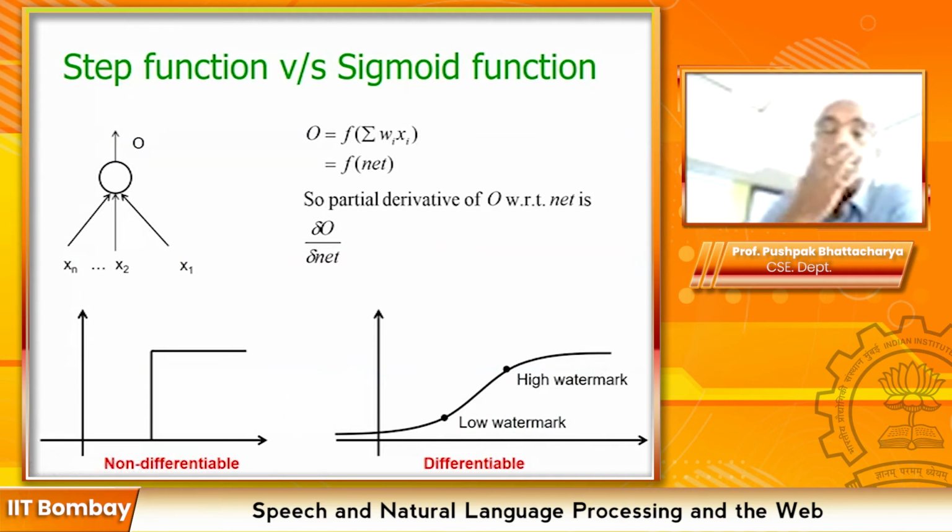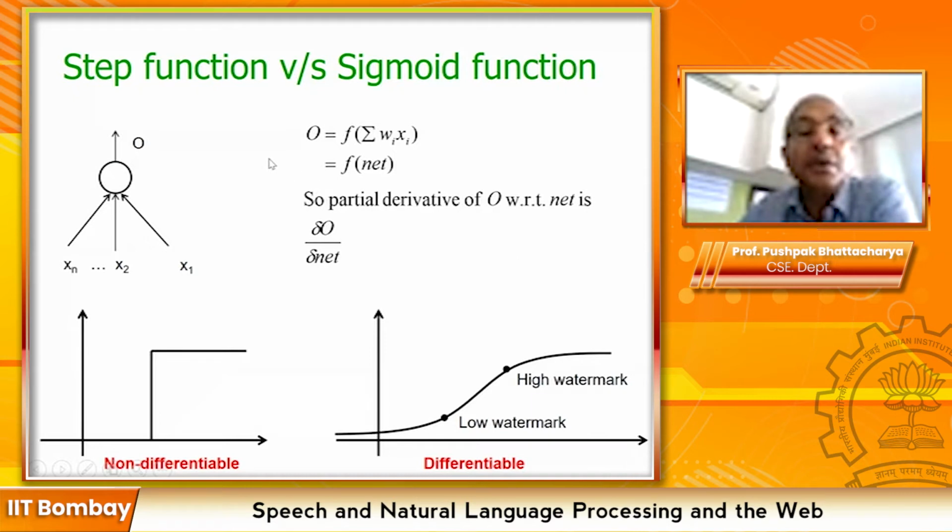Now we cannot anymore deal with the step function. The reason is that the step function has a discontinuity. It is not differentiable. Now, the partial derivative, which is required in gradient descent, requires differentiability. Differentiability is possible only for continuous functions. So we introduce a continuous function for the input-output of the neuron.